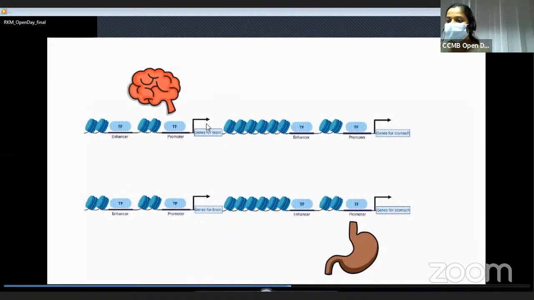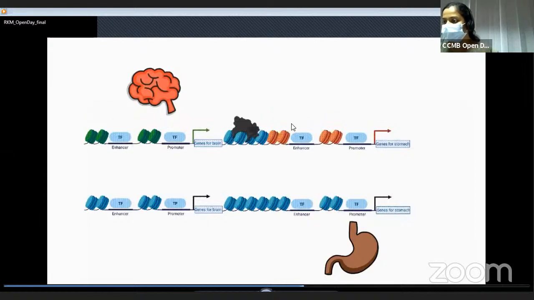For example, all the DNA in all the cells in the brain is the same as that of all the cells in the stomach. But how do we know that only the genes required for brain have to be expressed in the brain and the genes required for the stomach have to be expressed in the stomach? There are proteins called transcription factors that bind to non-coding DNA elements like enhancers and promoters and activate the genes that are required for the brain. These proteins are absent in the stomach, and hence the genes required for stomach are repressed.